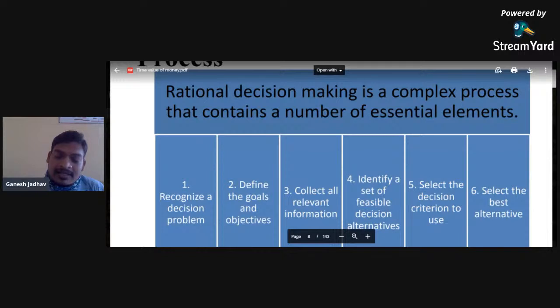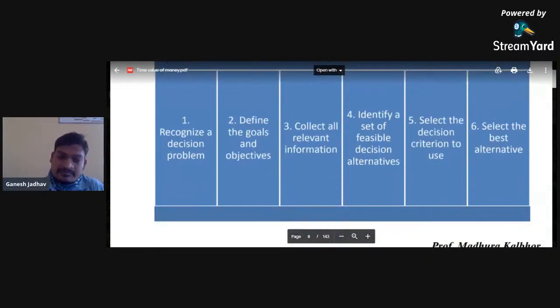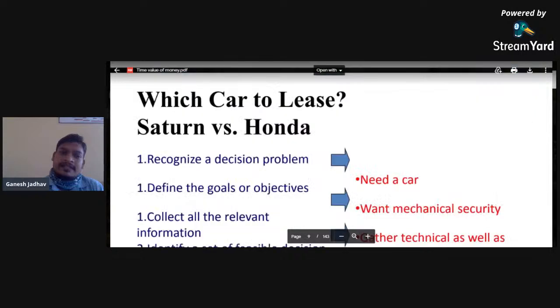And the fifth step is to select the decision criterion to use. Why is the decision criterion used? You select any one domain, and this is the criterion. Our project is related to artificial intelligence, machine learning, image processing, database management or cyber security. So these are the criteria. And the last one is to select the best alternative from all these alternatives.